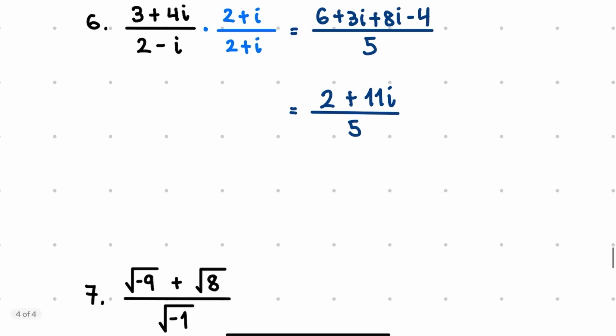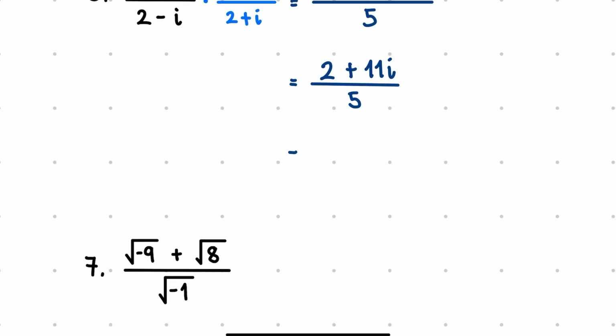And then just to be precise about it, we can even segregate this one into 2 over 5 plus 11 over 5i, just so you can see that the real part and the imaginary part are segregated. So this one is the answer for this problem.